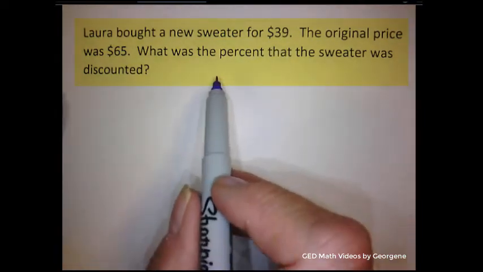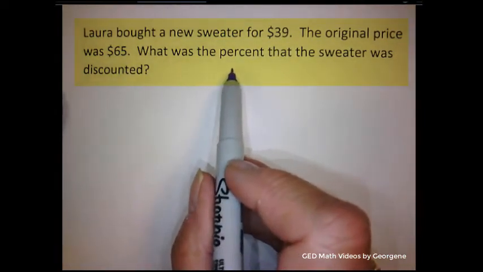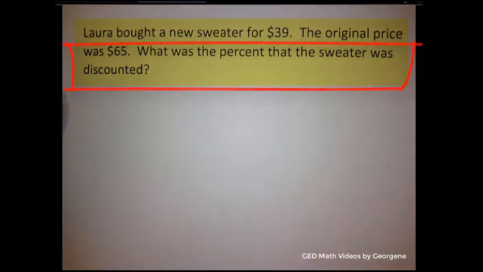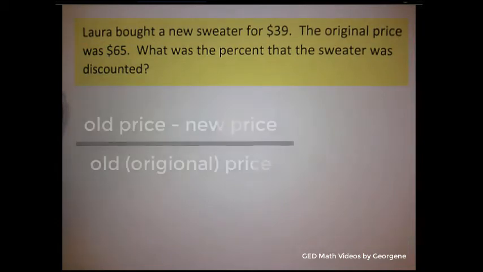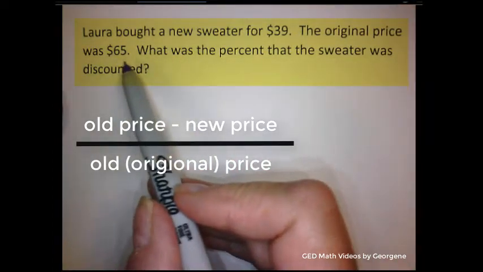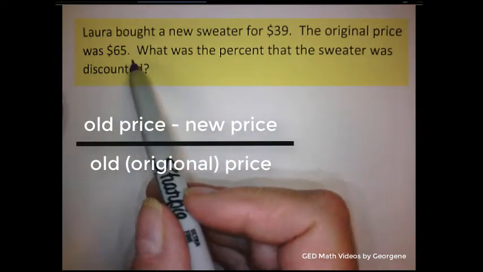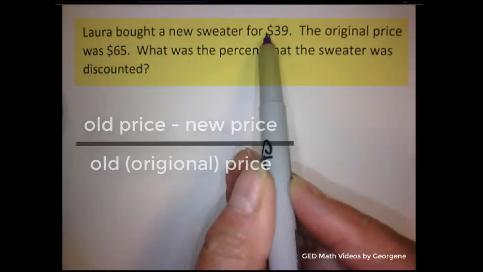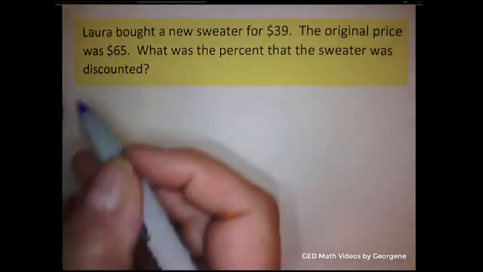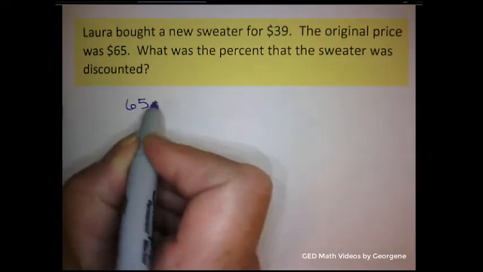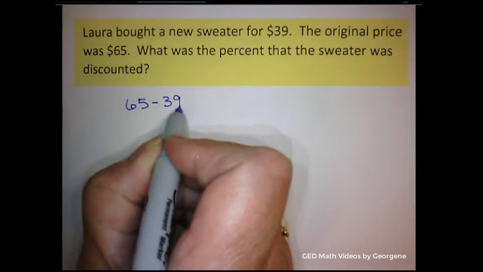And our problem is asking us to find out, well, how much was it discounted? What's the percent that it was discounted? So how do you find percent of discount? Well, it's not too difficult if you have the right steps. We've got all the information that we need. So the first thing that we have to do is we want to subtract the two values and find the difference. So let's take $65 minus $39.